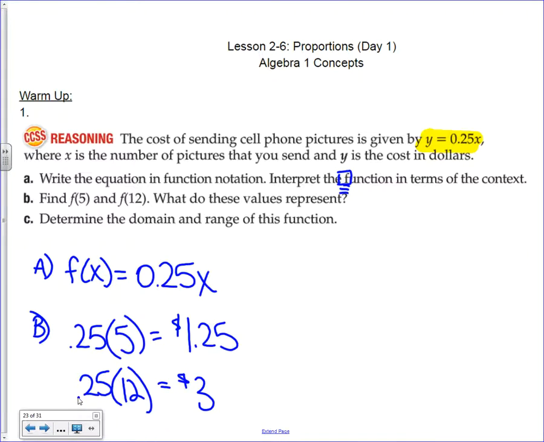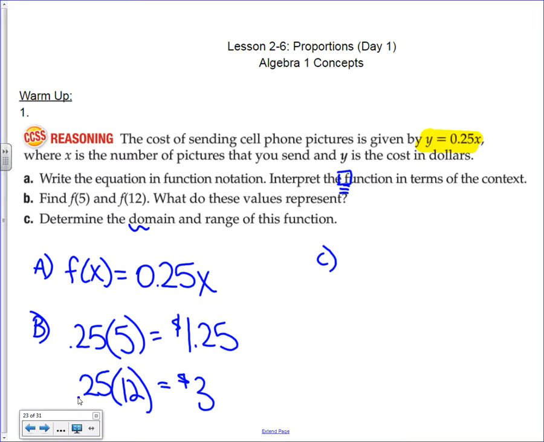Okay, so somebody describe for me what this means. If f of 5 is $1.25, just tell me a sentence of what that means. Perfect. For 5 pictures, it costs $1.25. How about for f of 12? For 12 pictures, it costs $3. Everybody okay here? Okay, now letter C says determine the domain and range.